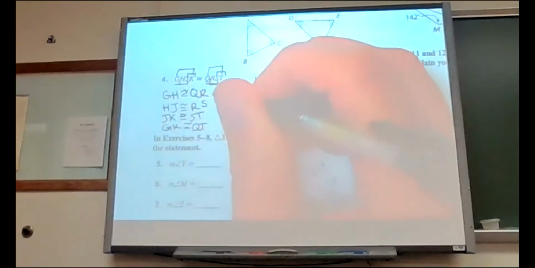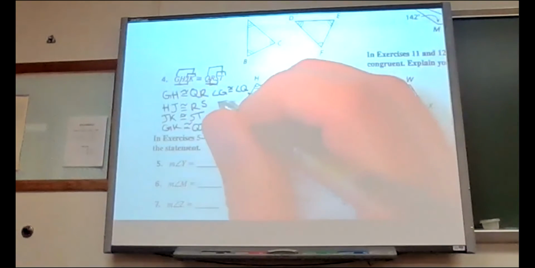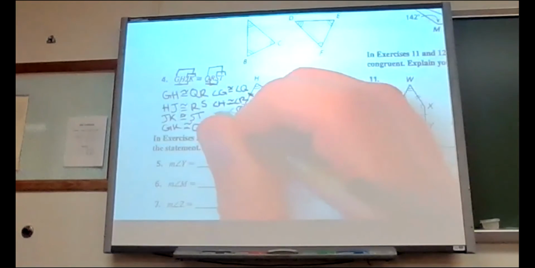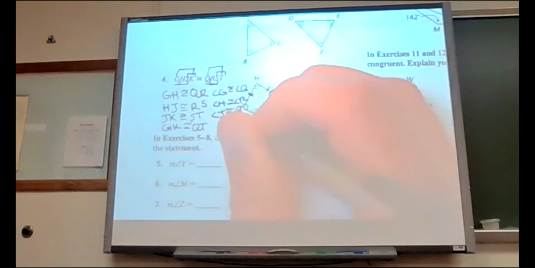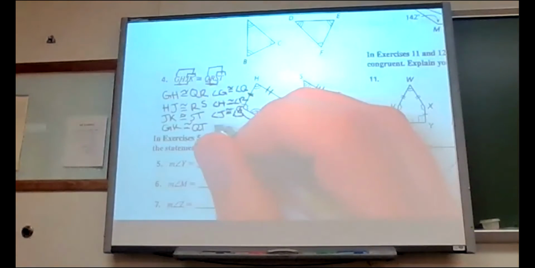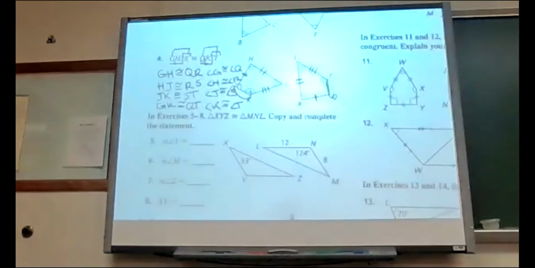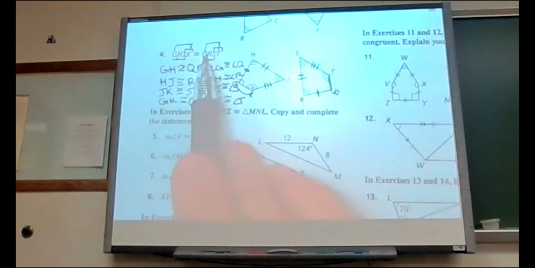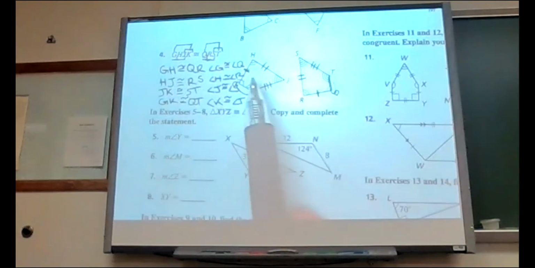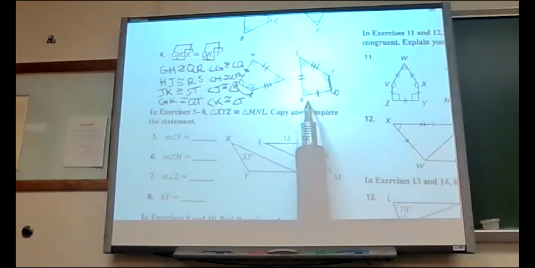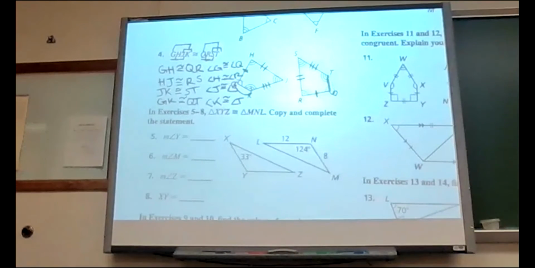So angle G is congruent to angle Q. Angle H is congruent to angle R. Angle J with angle S. And angle K with angle T. And I'm just going down the line, G to Q, H to R, J to S, K to T. Or I could have used the marks, this single to that single arc, this double to that double arc, triple arc to triple arc, 4 arcs to 4 arcs. Okay.